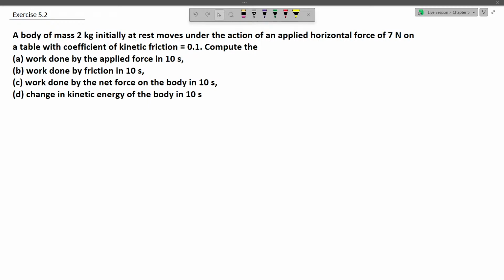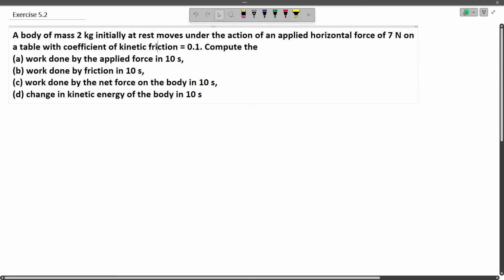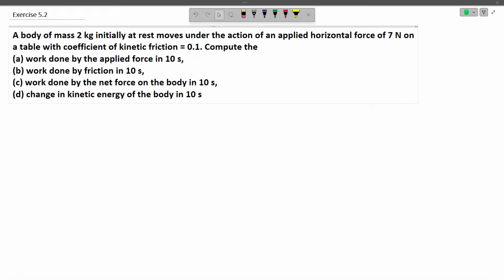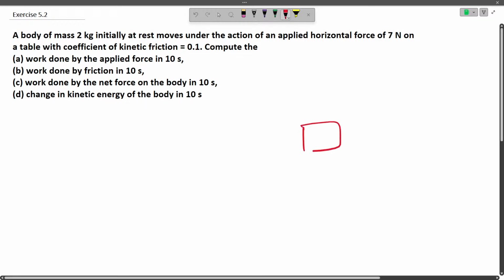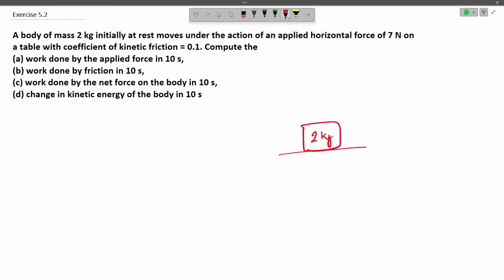The next question says that a body of mass 2 kg initially at rest moves under action of an applied horizontal force of 7 Newton on a table with the coefficient of kinetic friction of 0.1. Compute the work done. So here let us picturize this question at first. A body of mass 2 kg moves, initially at rest, under the action of an applied horizontal force of 7 Newton. So 7 Newton is applied in this direction, and the coefficient of friction mu would be equal to 0.1. Compute the work done by the applied force.